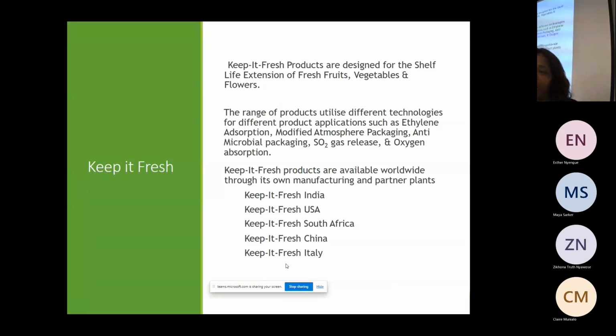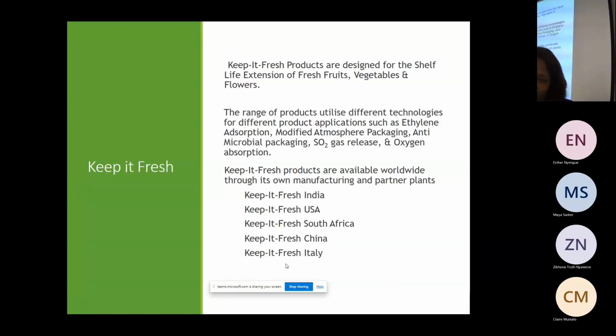So Keep It Fresh products are designed for shelf life extension of fresh fruits, vegetables, and flowers. So it's mainly fresh fruits, vegetables, and flowers that they look at. And then the range of products utilize different technologies, such as ethylene adsorption, modified atmosphere packaging, antimicrobial packaging, sulfur dioxide gas release, and also oxygen adsorption.